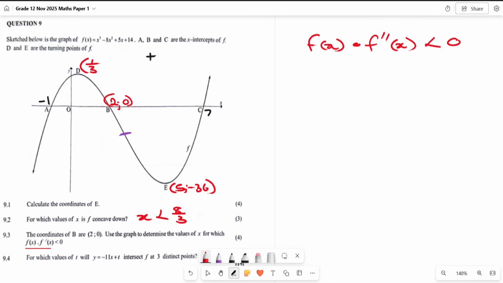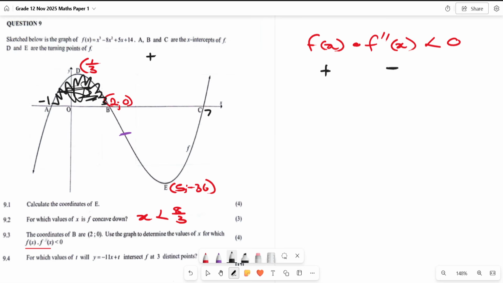It is less than 0. Less than 0 means that one has to be positive: either the graph has to be positive or its derivative has to be negative. The derivative of the derivative has to be negative. By negative and positive, guys, I mean that one graph has to be above the x-axis and one has to be below. Does that make sense? One value has to be above and the other has to be below. So when we look at between A and B, we can see that our graph is above the x-axis.